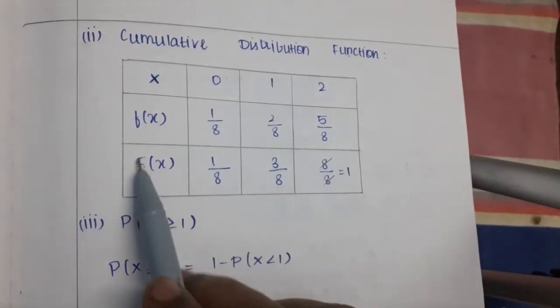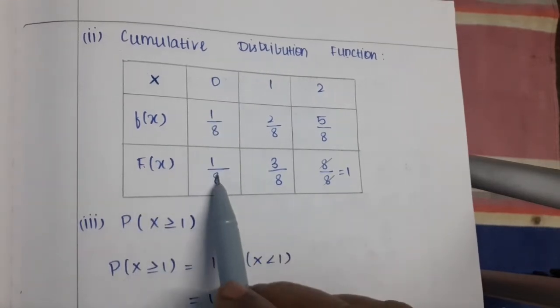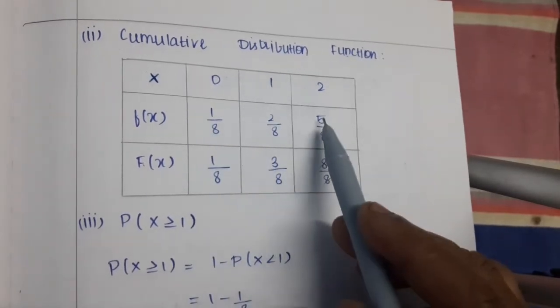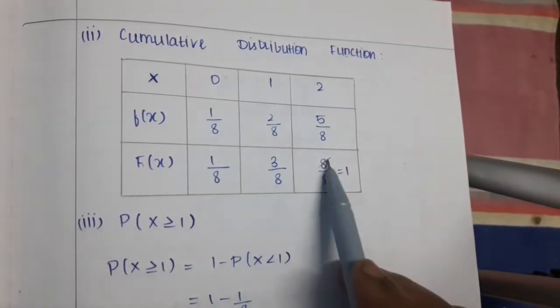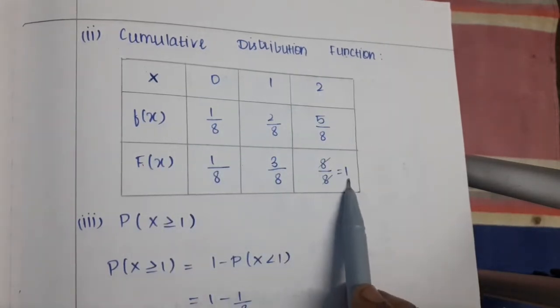So what is the capital F(x), the cumulative distribution function? The first number is rewritten as itself, 1 by 8. Again, 2 plus 1 is 3 by 8. Again, 5 plus 3 is 8, so 8 by 8, which equals 1. Therefore, for the cumulative distribution, the final answer is 1.